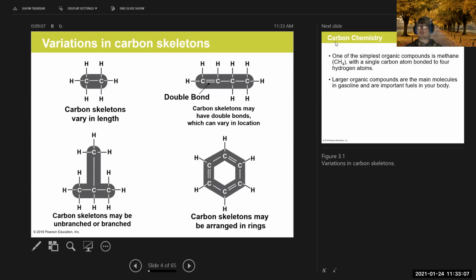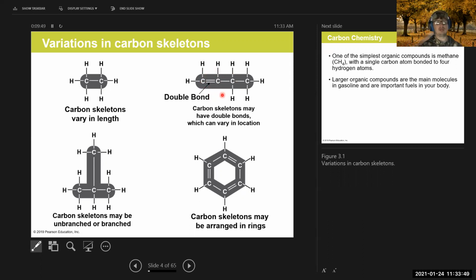So here we have some examples of variations in those carbon skeletons. Up in the top left, we have a 2-carbon molecule with hydrogens bound around it, so a fairly small, simple molecule. On the top right, you have a carbon skeleton that has a double bond inside of it, which is denoted by those 2 lines connecting the 2 carbon atoms. That notation means that there's a double bond, whereas a single line means that there's only a single bond within that carbon molecule.